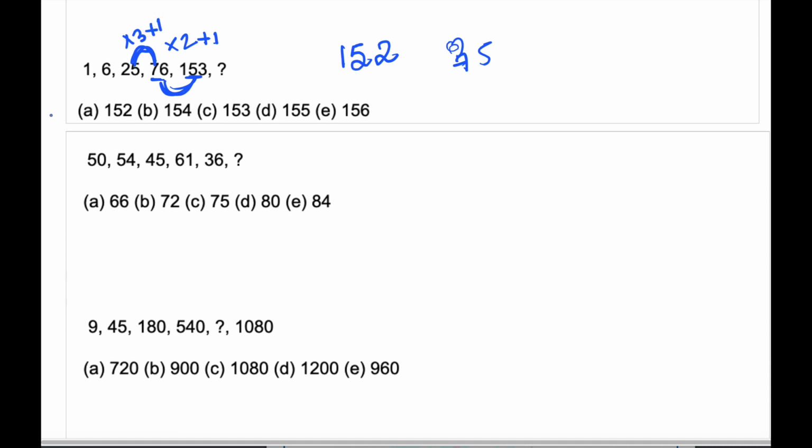So are we getting a pattern? Yes. Here 6 into 4, 24, 24 plus 1. So into 4 plus 1. Here 1 into 5, 5 plus 1, 6. So into 5 plus 1. Okay. So here we have to multiply with 1 because 5, 4, 3, 2, 1, into 1 plus 1. Which means this should be 154.